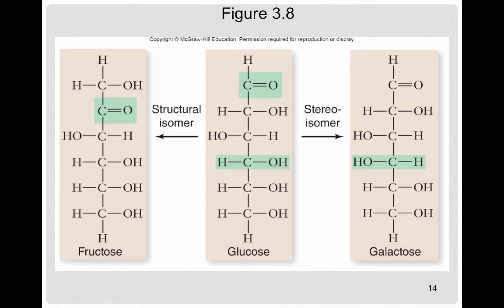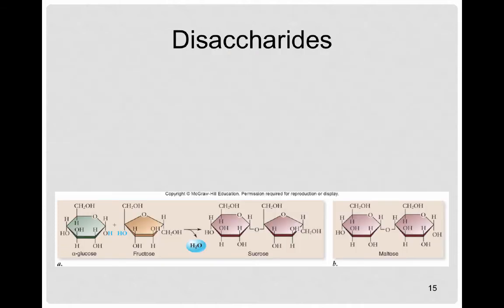So you see glucose in the middle, our structural isomer to the left, which is fructose, the stereoisomer to the right, and the difference there is just the flipping of the side chains, whereas with the structural isomer, you have differences in where the carbonyl groups are at. So just looking at how we have different isomers between our simple monosaccharides.